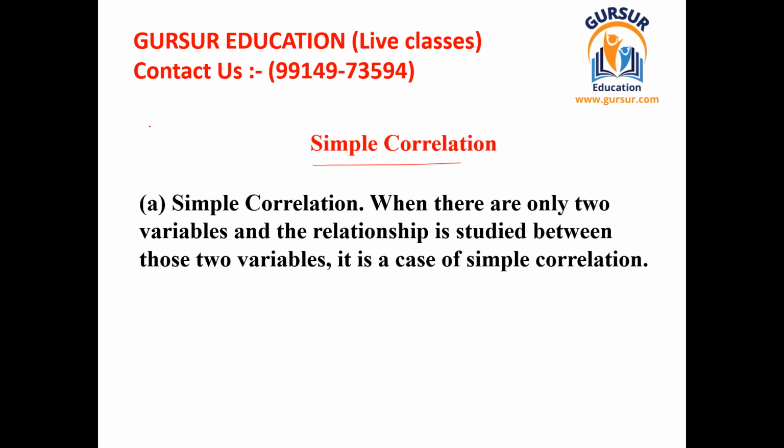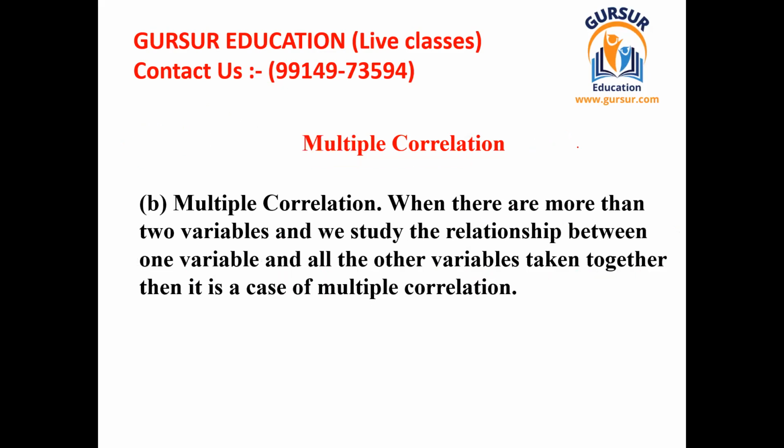If we are finding the correlation between two variables only, then this is called simple correlation. Okay, when there are only two variables and we study their correlation, this is a case of simple correlation. So very simple to understand.